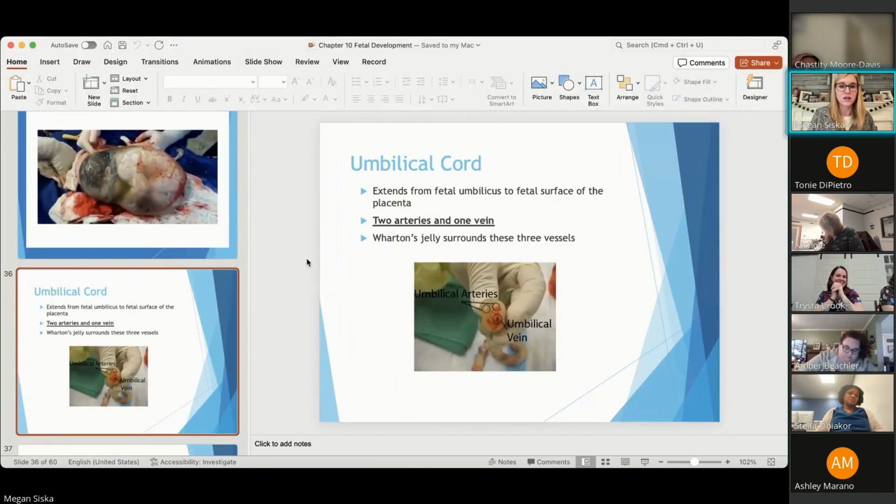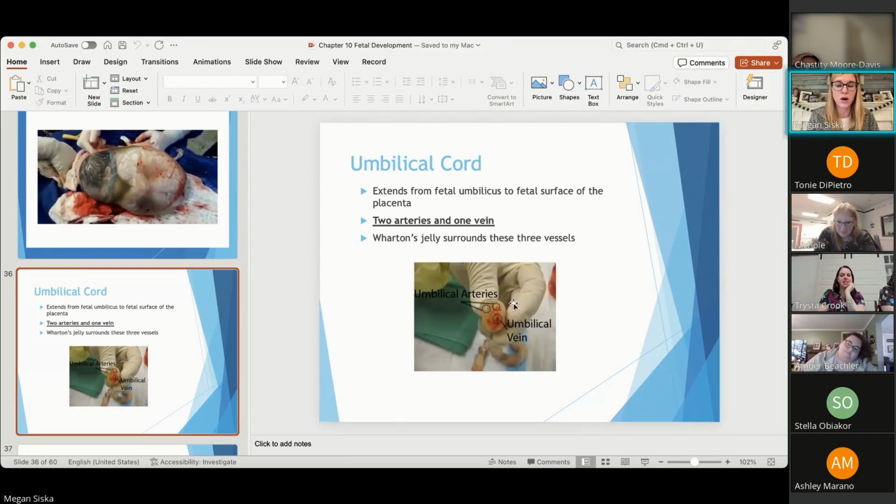Okay, so let's talk a little bit about the umbilical cord. This is the cord that goes from the placenta to the baby's umbilicus or belly button. And like I mentioned before, we have 2 arteries and 1 vein. This is bold, this is underlined, it must be important. Your vein is larger than your 2 small arteries. And then around these vessels is this gooey substance called Wharton's jelly.